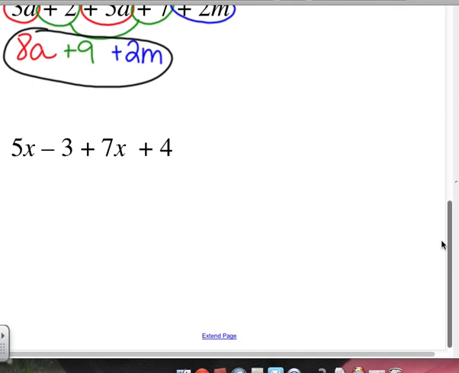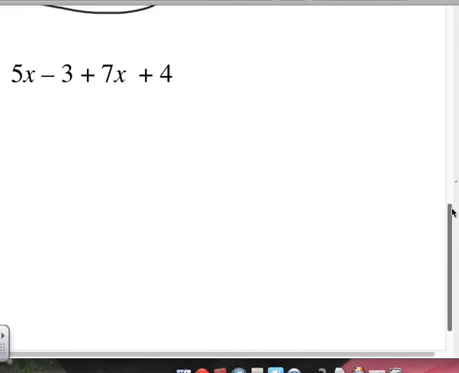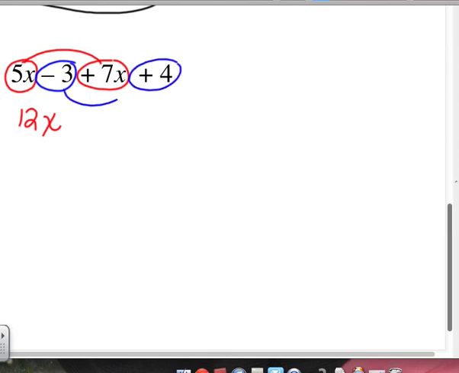We're getting there. Move this to the top of the page here. Here we go. 5x minus 3 plus 7x plus 4. All right. 5x can go with my plus 7x, and 5 plus 7 is 12. Change colors. Minus 3 has no variable, and plus 4 has no variable. And a negative 3 on your calculator plus a 4 gives you a positive 1. Negative 3 plus 4 is 1. So it's 12x plus 1. Final answer.